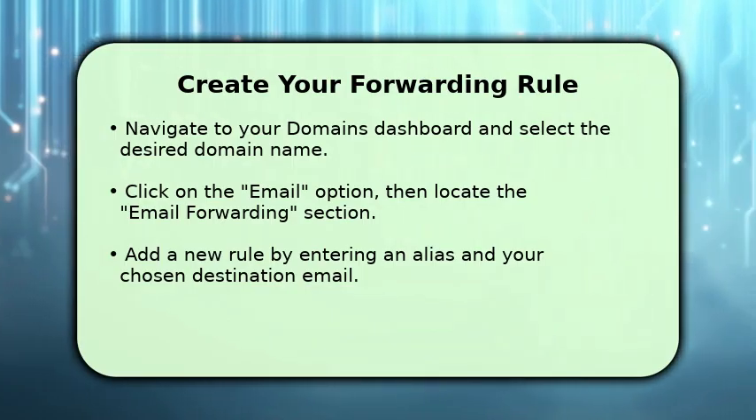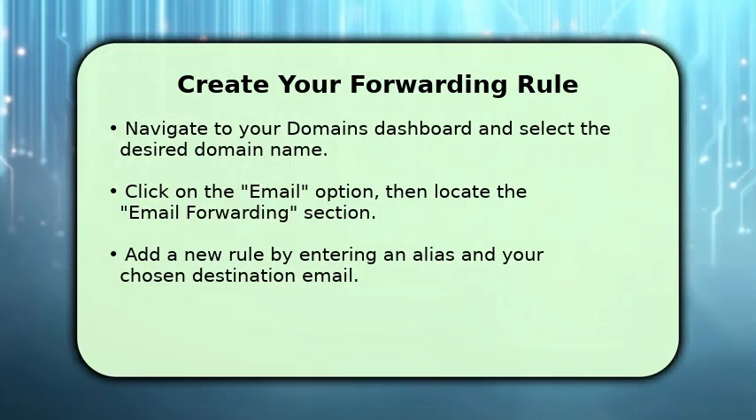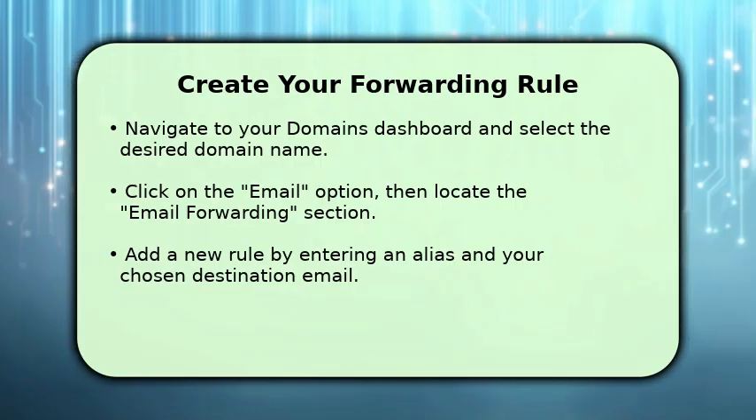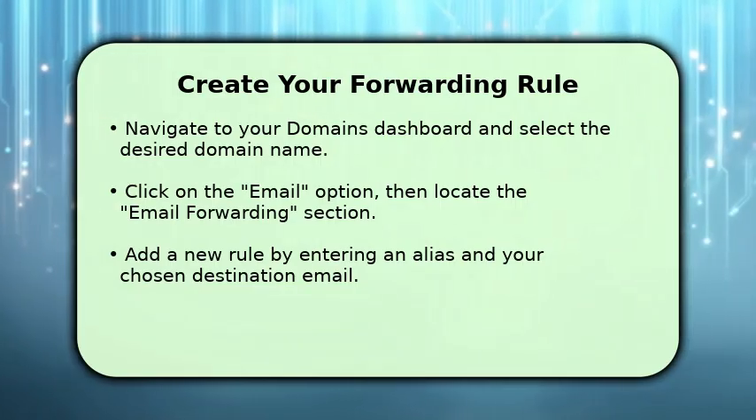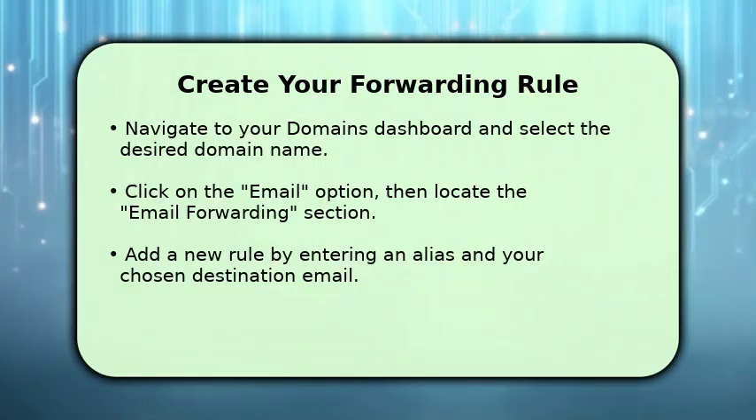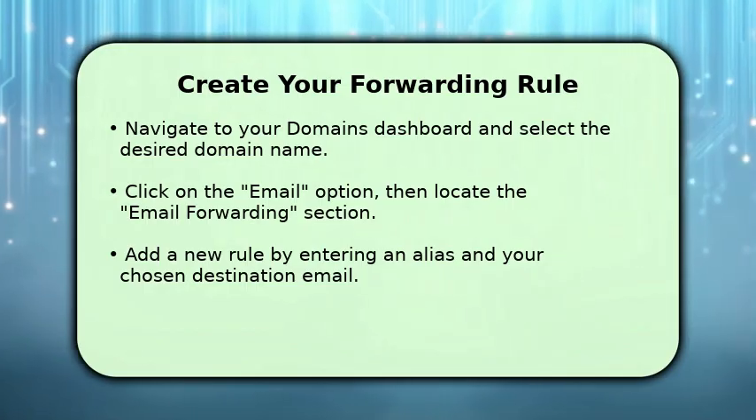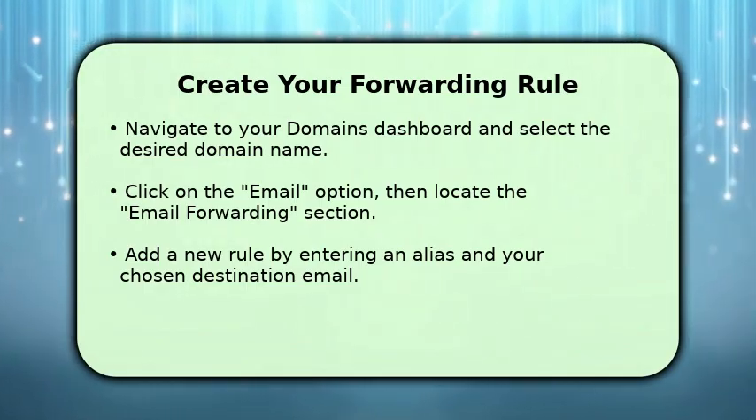In the Forward From field, enter your desired alias like info for info at your domain.com. You can also use an asterisk for a catch-all address. Then, input your existing email address in the forward to field and click Save.